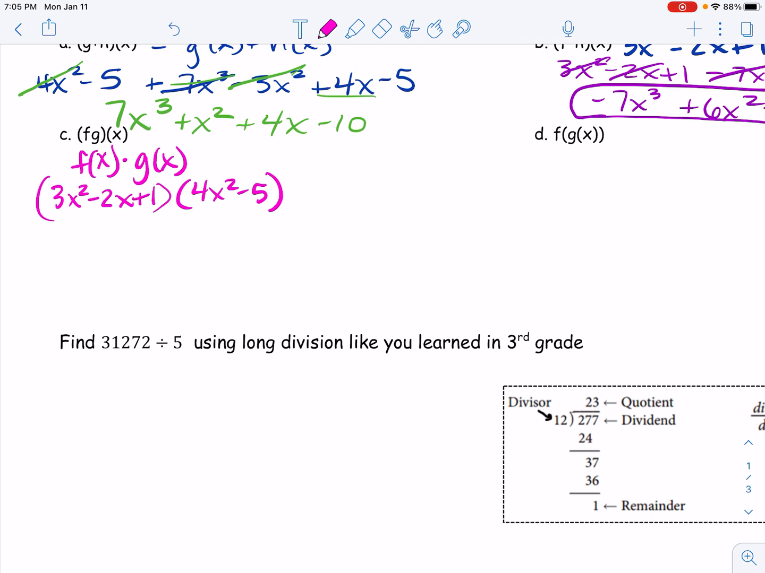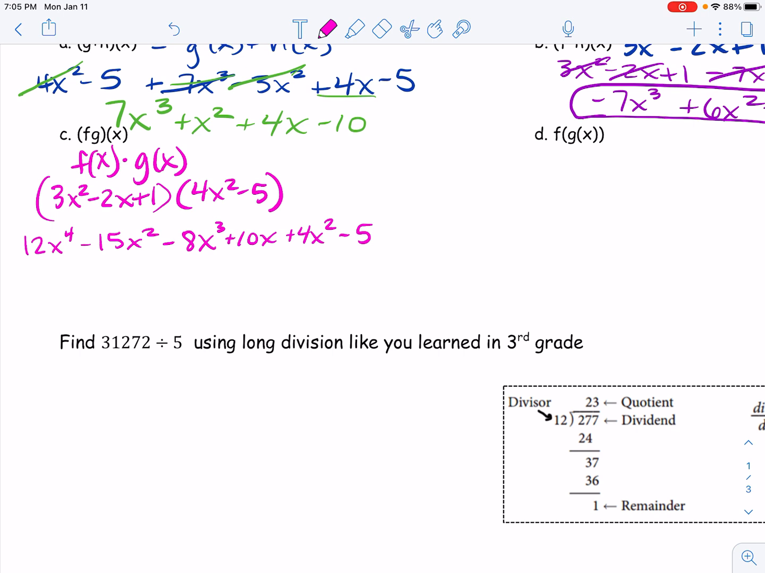Okay, so 3x squared times 4x squared is going to be a 12x to the 4th. Remember, when we multiply terms with exponents, we add the exponents. 3x squared times negative 5 is a negative 15x squared. Negative 2x times 4x squared is a negative 8x cubed. Negative 2x times negative 5 is a positive 10x. 1 times 4x squared is 4x squared, and 1 times negative 5 is negative 5.